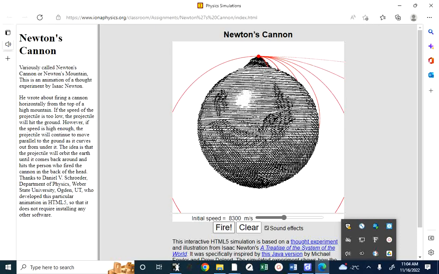Oh, did it just go out? Oh, it hit him in the back of the head. That's what happened. But we want a circular orbit, so I'm going to decrease this a little bit. 6,800. Is it getting closer to the Earth? I did the exact same one? Yeah. Okay.